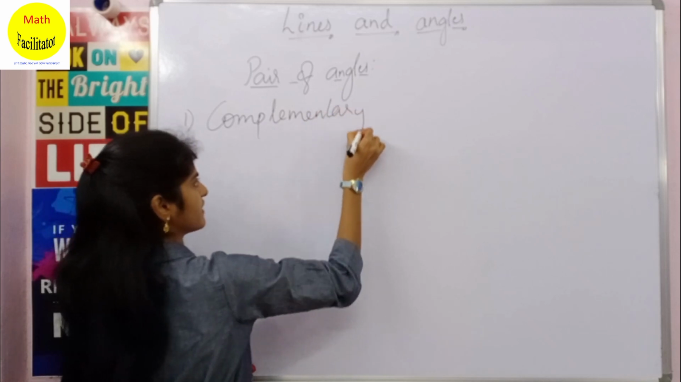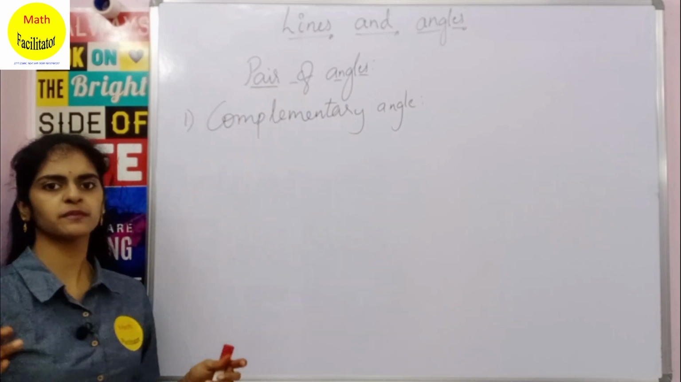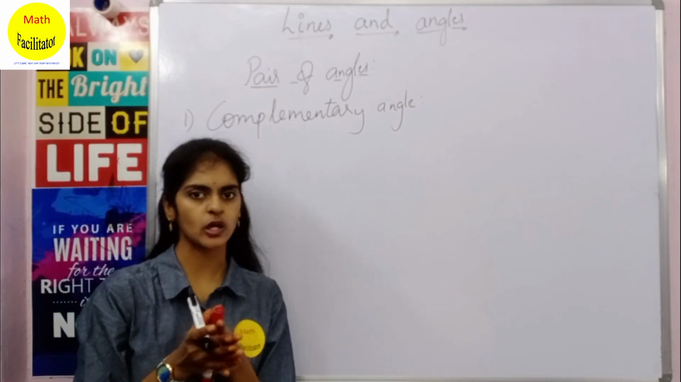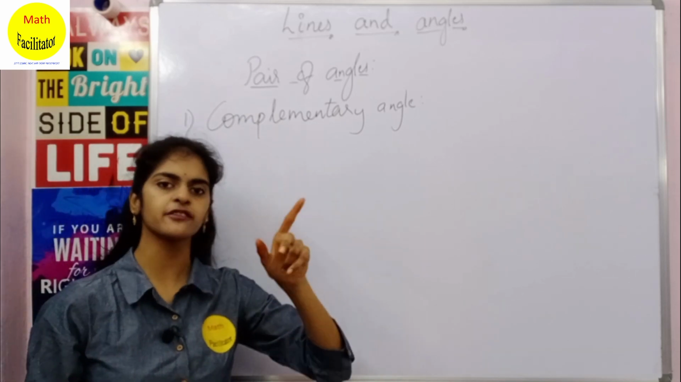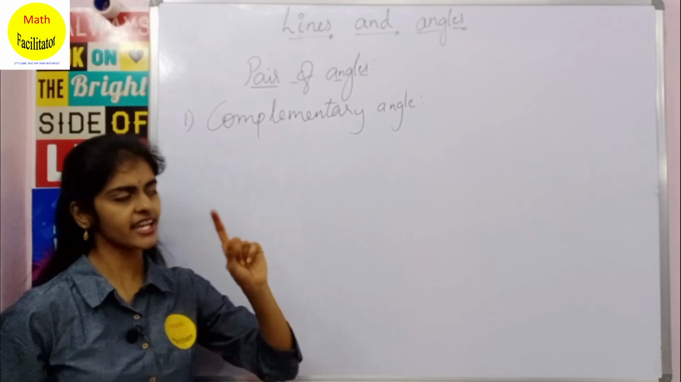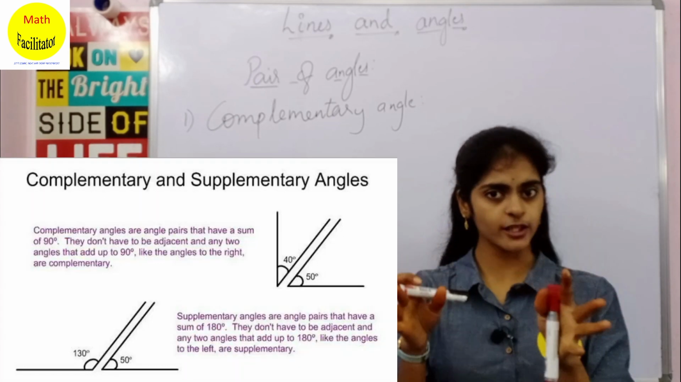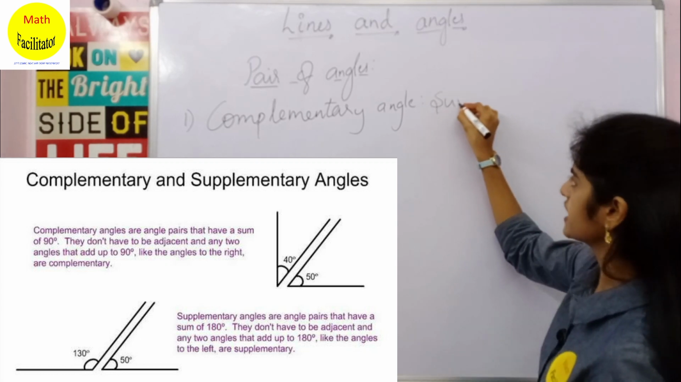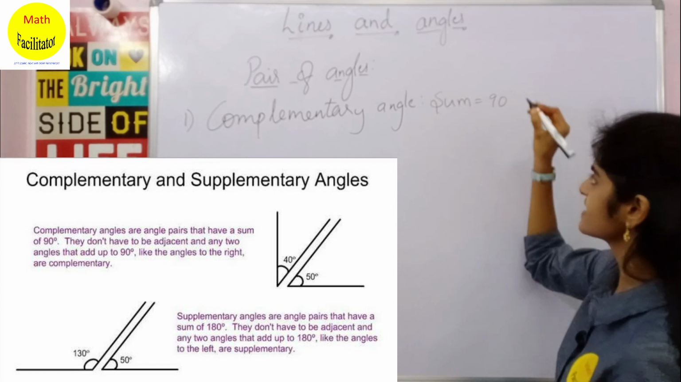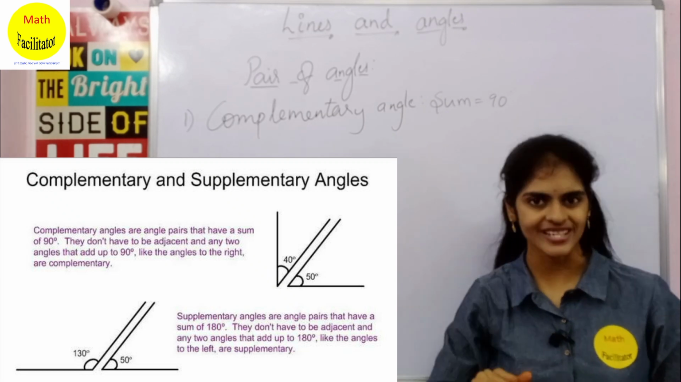Now what is complementary angle? What is the meaning of pair? Pair is nothing but two. Anything in twos is called a pair. So here we'll take two angles together and try to find out the relation between the two angles. So what is complementary angle? If the sum of any two angles is 90 degrees, then such a pair of angles is called complementary angles.